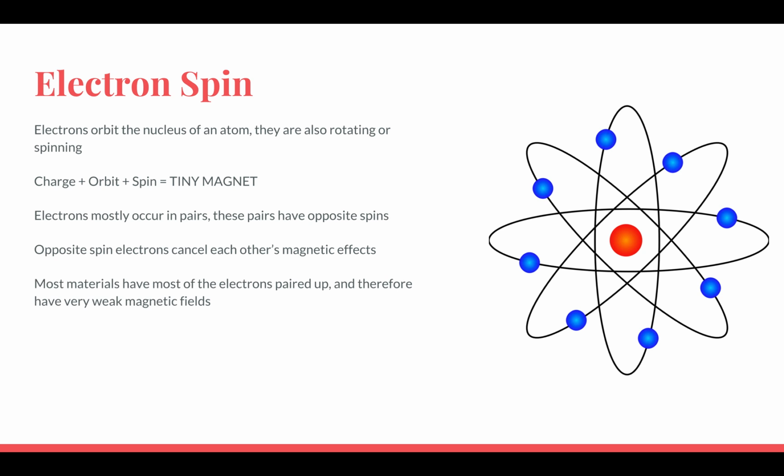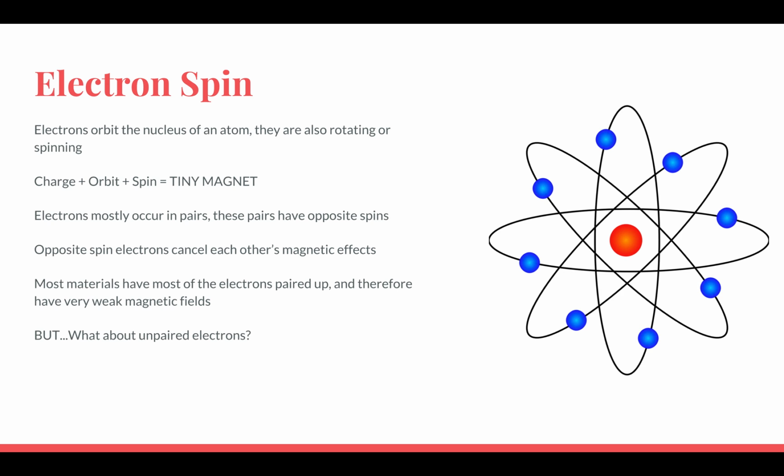Most materials have most of the electrons in their atoms paired up, and therefore most materials have very weak magnetic fields. You'll see this if you've ever taken a magnet and tried to put it on like wood or a plastic cup or something like that. It won't stick. That's because the atoms in those materials have very weak magnetic fields.